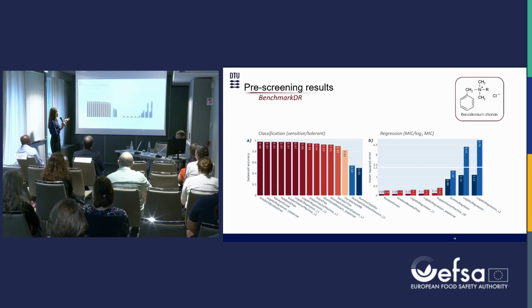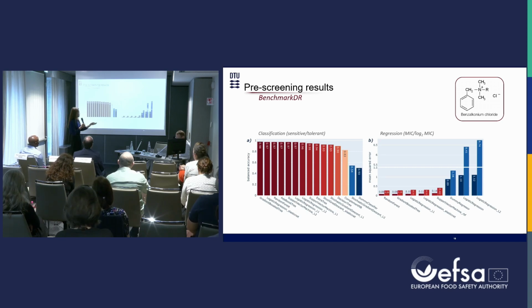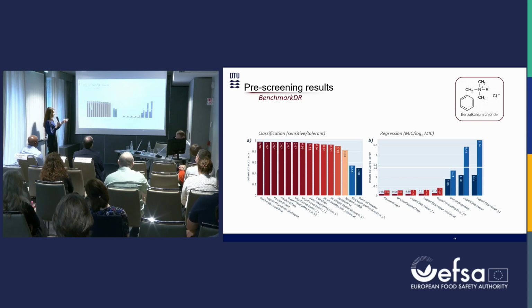Anyway, have a look at what he has. This is the performance of the different models in predicting sensitive or tolerant to the BC pure substance, and here is the performance on predicting the MIC values. Let's first have a look at this. The higher the better here, because the higher the balanced accuracy, the more accurate.